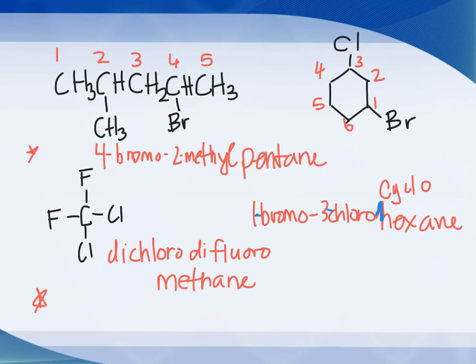So adding branches is simply a matter of just a different group, like we've had methyl and ethyl groups. You're just going to use the halogen name and change it to an O ending and number it on the chain.